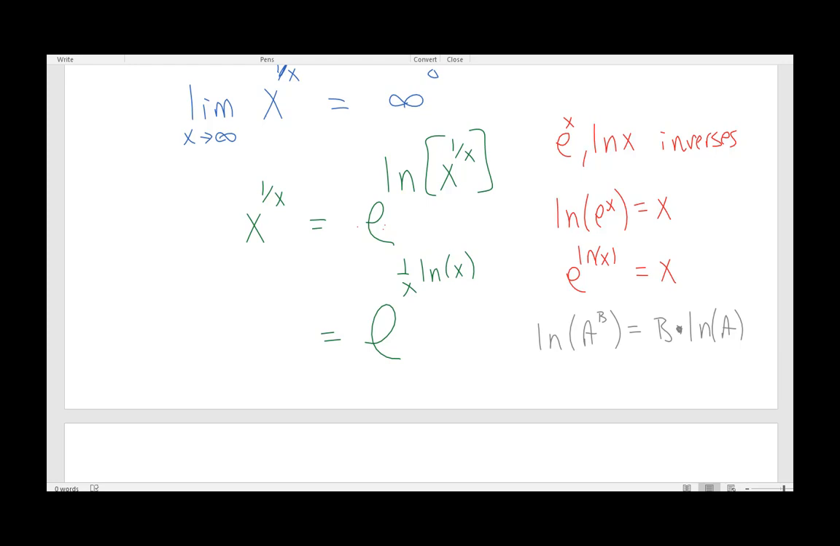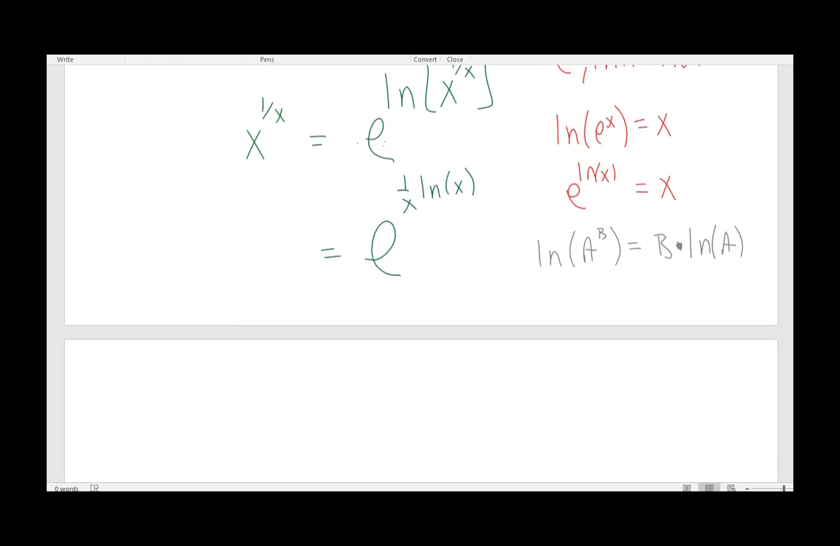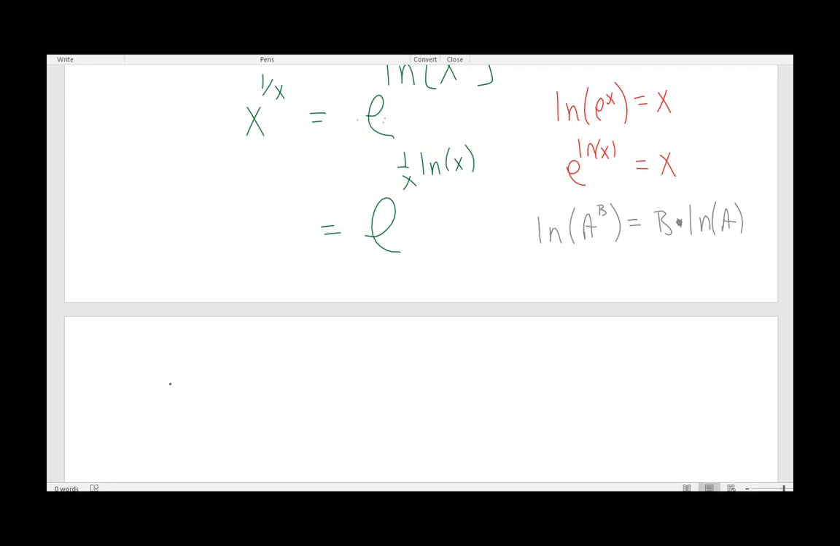Now, let's come back for a moment to our limit process. We have x to the 1 over x. We have the limit as x goes to infinity. Sometimes this thing just has a life of its own. The limit as x goes to infinity of x to the 1 over x is the limit of our rewrite, e to the power of 1 over x times ln x. Those two things are equal to each other.